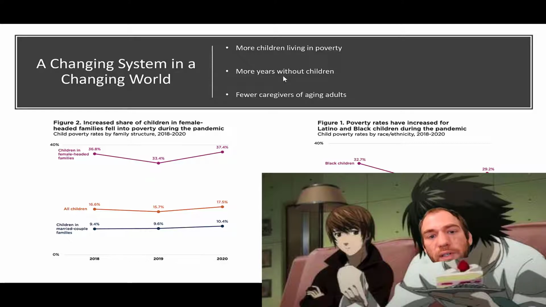There are more years without children, which I mentioned, years before an individual has their first child, and there are fewer caregivers of aging adults. So again, we see these large shifts reflecting the historical era, the political and economic systems that we live in in the 21st century, wherein poverty is increasing, and the pandemic specifically increased poverty.